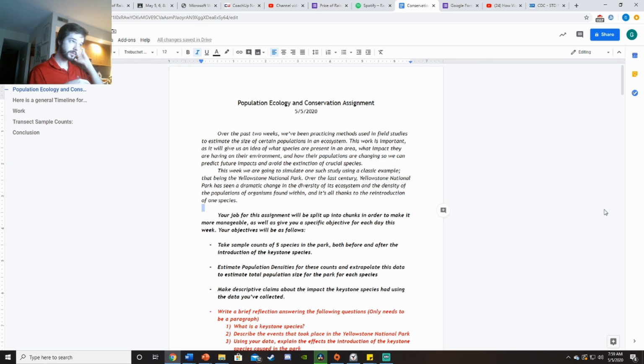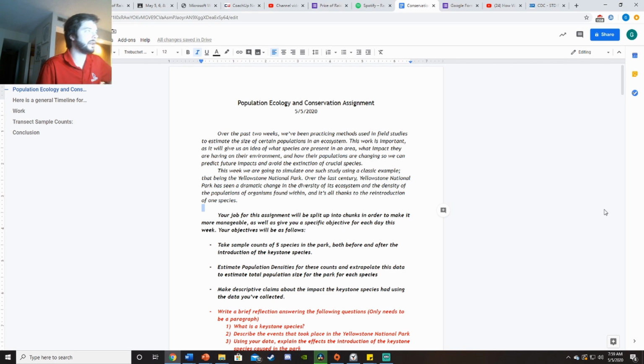So as I had been alluding to last week, I wanted to kind of compile all the stuff we've been doing together to kind of look at a real world situation that utilizes all of this information. So looking at keystone species and why they're important, taking numerical data to see how populations have changed over time and see what the impact is, and then make some reflections as to why that is, why are these changes happening with the introduction or removal of the species.